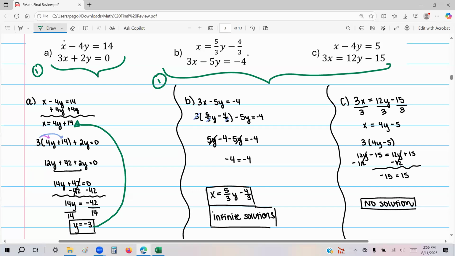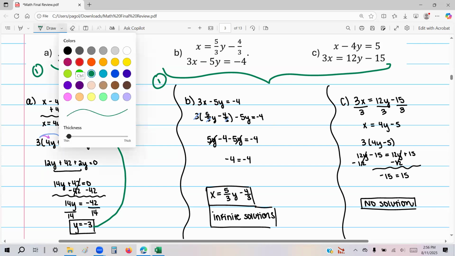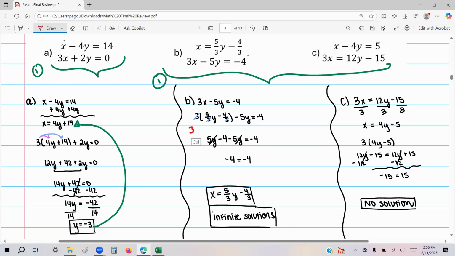So let me actually write down one more line. Let me change the color. You get 3 times 5 over 3y minus 3 times 4 over 3 minus 5y equals -4. So you can see 3 cancels with 3, you get 5y. 3 cancels with 3, you get -4. And you have the -5y. On the other side, you have -4.